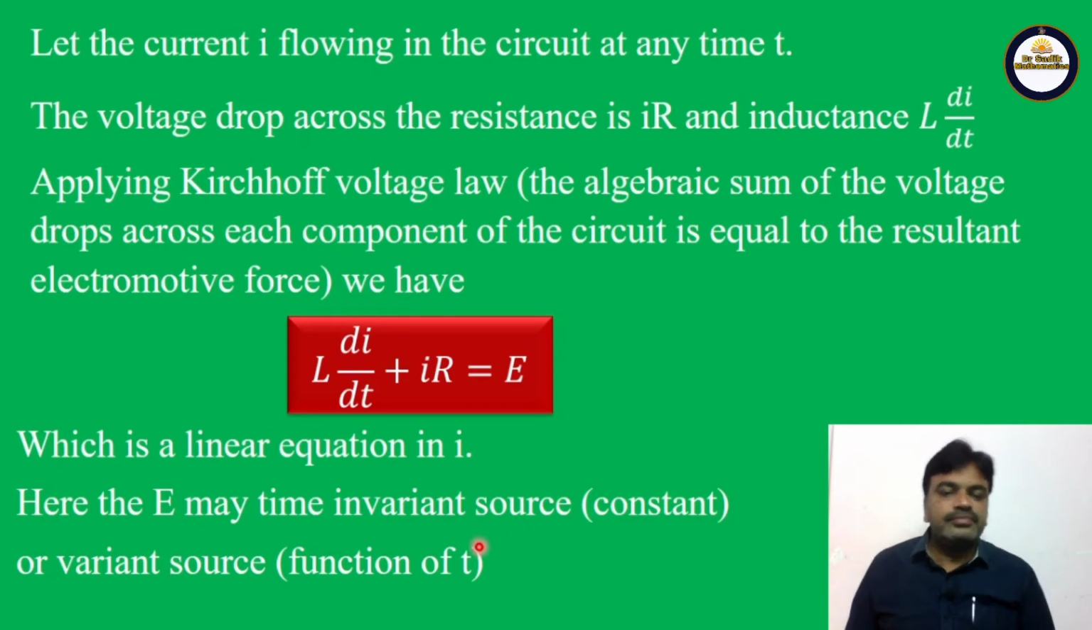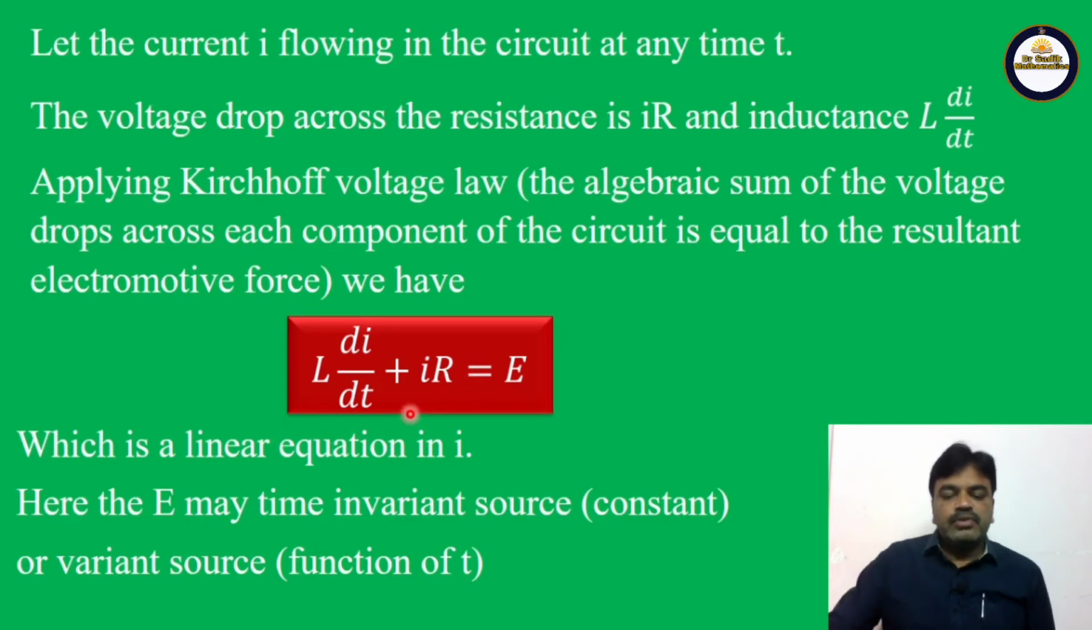Once again, in an RL circuit, the voltage drop across the resistance is IR, and across the inductance is L into di by dt. By Kirchhoff's law, what is the equation? L into di by dt plus IR is equal to E. This is very, very important, friends.